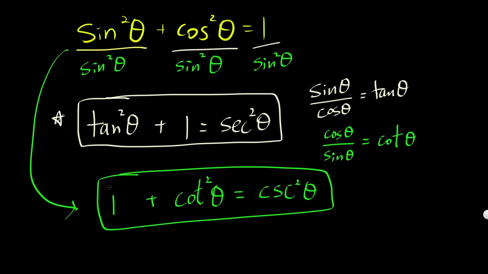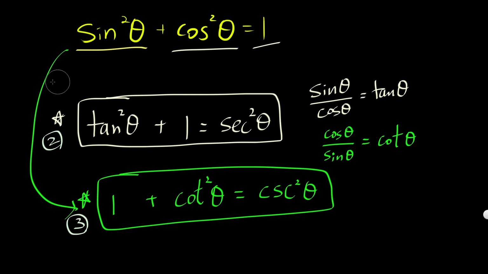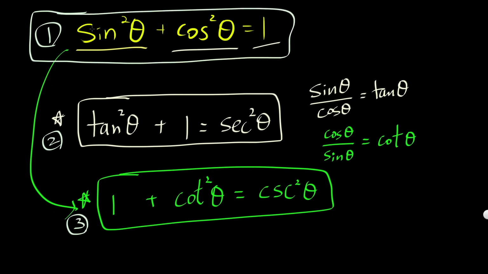So that's the third Pythagorean identity in trig. But you don't have to memorize it as long as you know how to derive it from number one. If you just know number one and how to use it, you'll be fine.